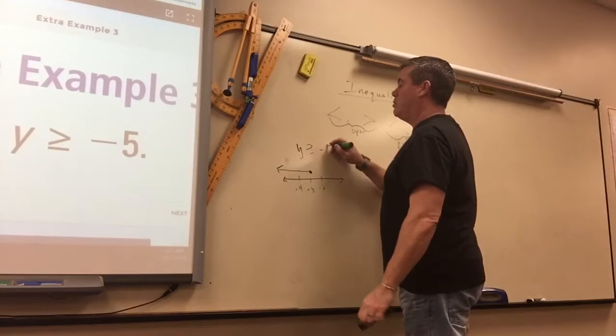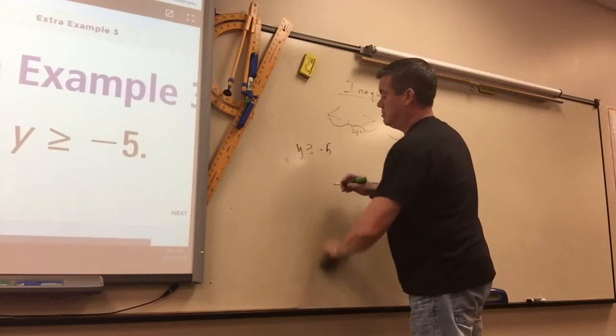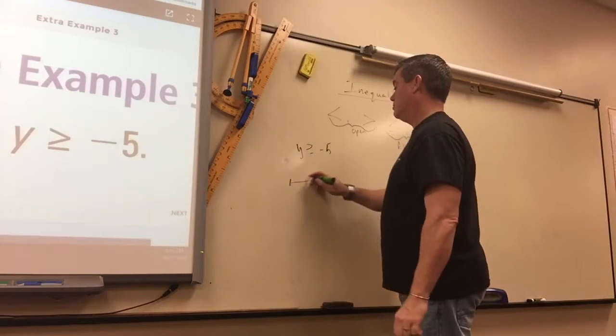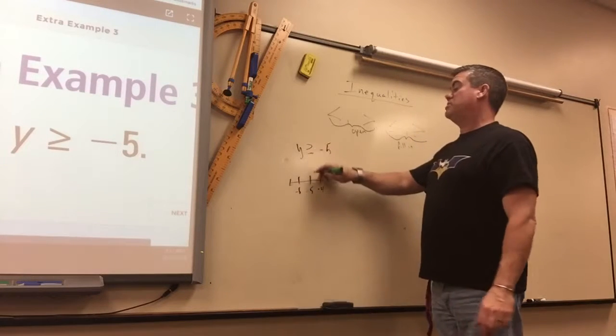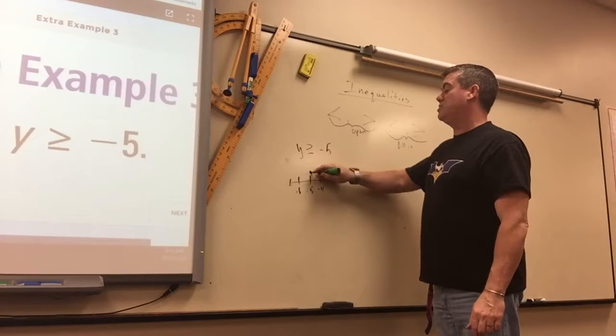Y is greater than or equal to negative 5. Filled in, because it's equal to. Y is greater than, so it goes to the right.